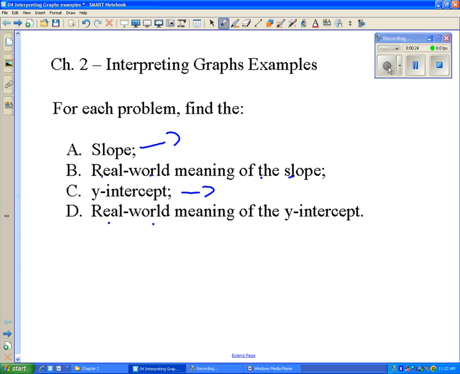So here's a couple examples. You can print off the PDF. If you haven't done that already and you need to, go ahead and pause and do that. Let's go on.